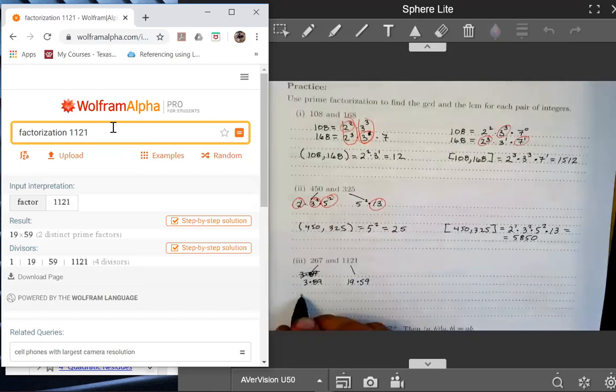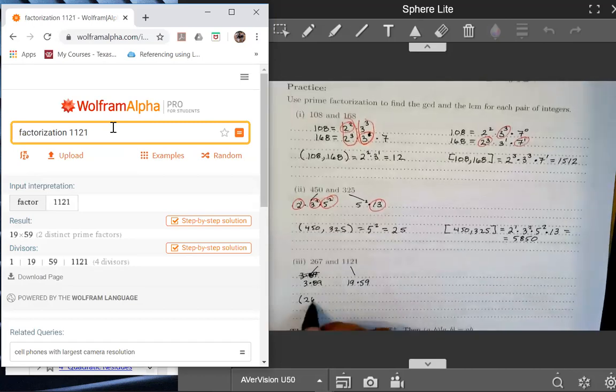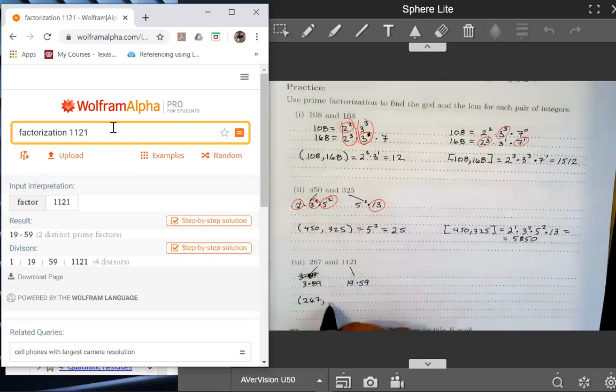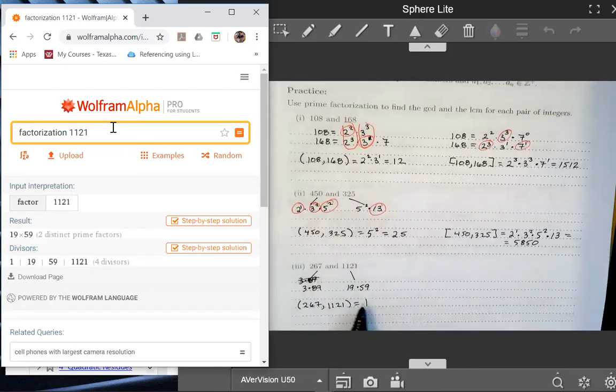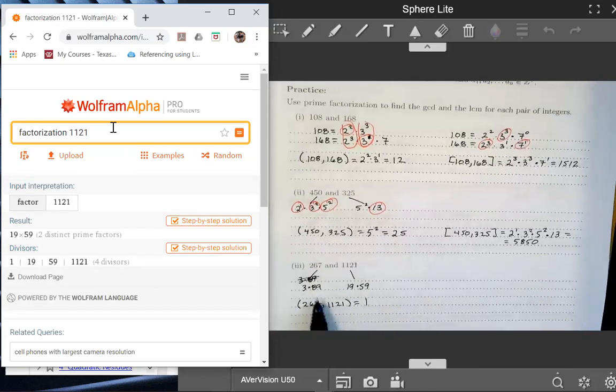Well, what does that tell us? That tells us that 267 and 1121 are relatively prime, that their greatest common divisor is 1, and that's because none of the divisors are shared between the two numbers. So the greatest common divisor is 1, okay?